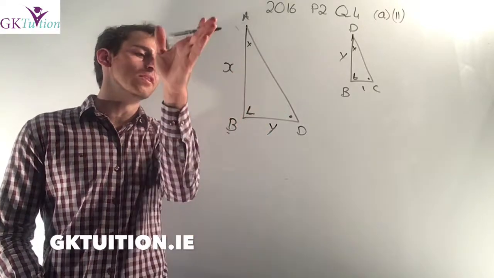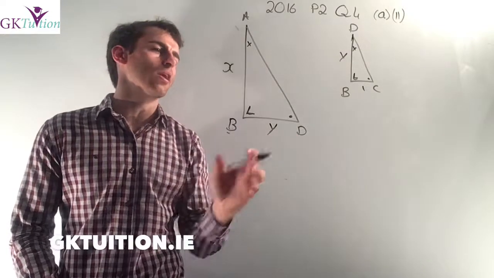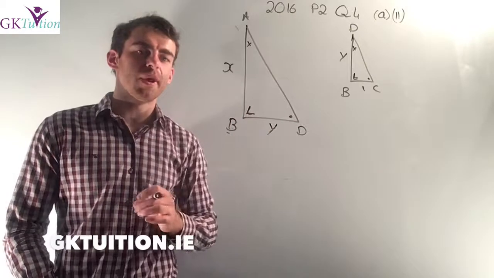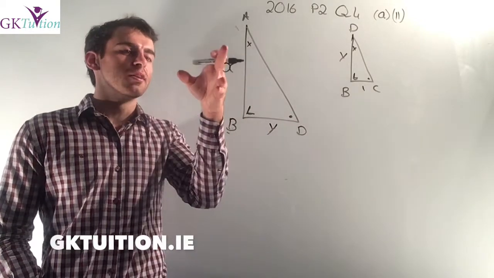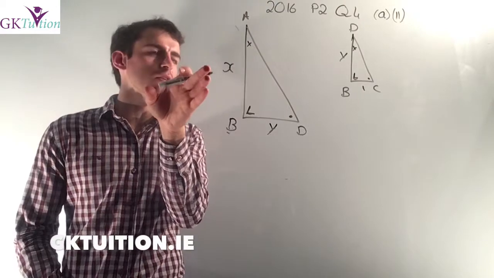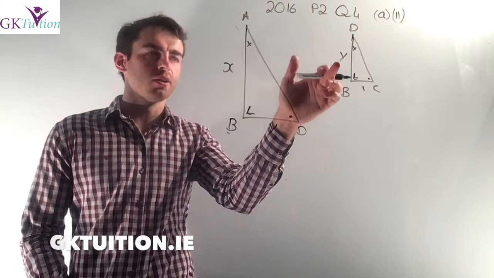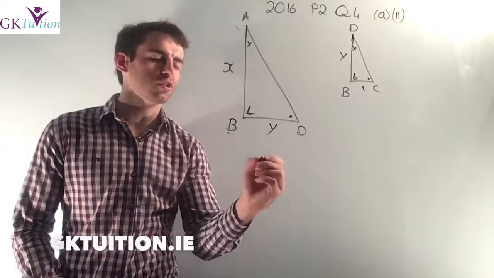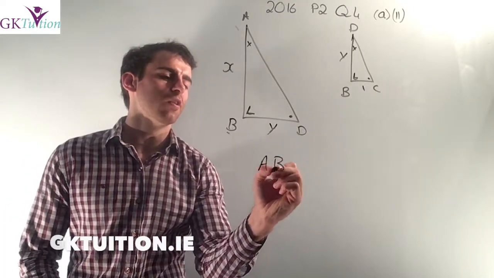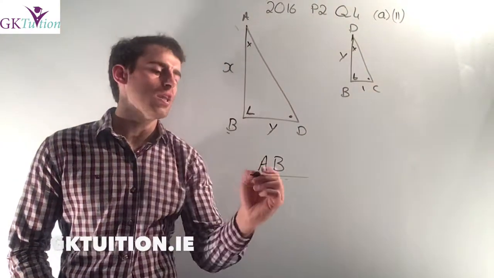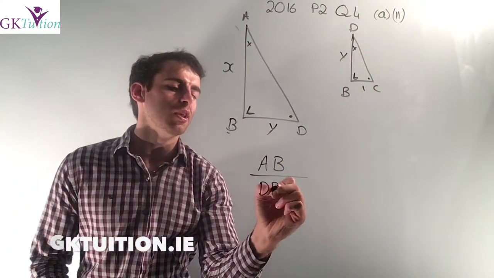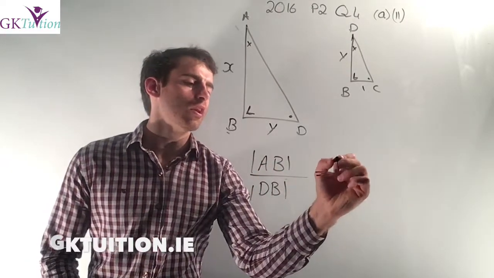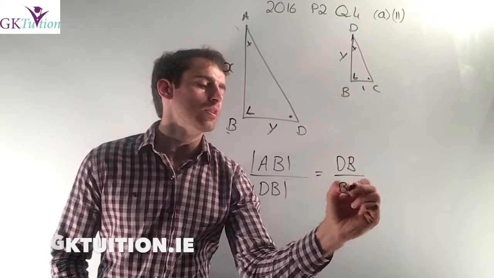So looking at what I've filled in, I was told AB is x, BD is y, DB is y, and BC is 1. Okay, so that's the information I've been given. I know that this side of the big triangle divided by this side of the small triangle will be equal to the base of the big one divided by the base of the small one. So I can just straight away write that in. The first thing you should write is that I know the side AB divided by the side DB is equal to the side DB divided by BC.